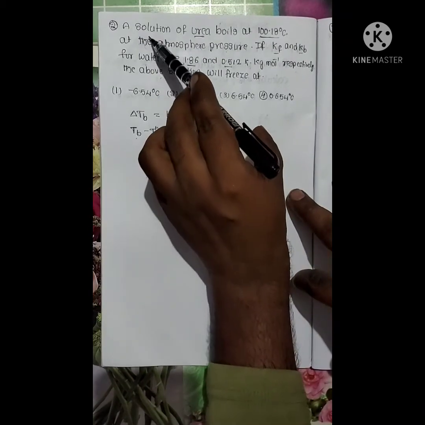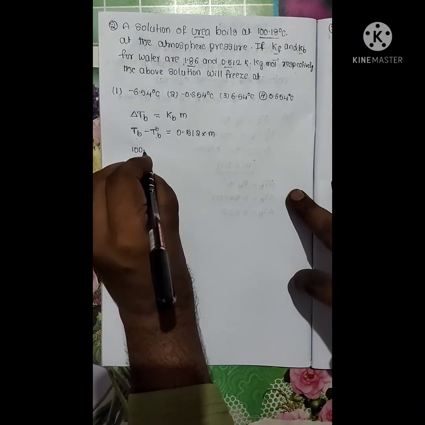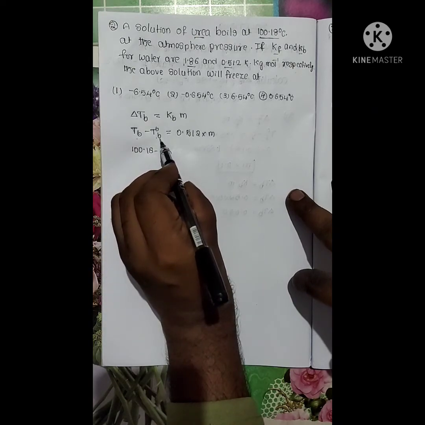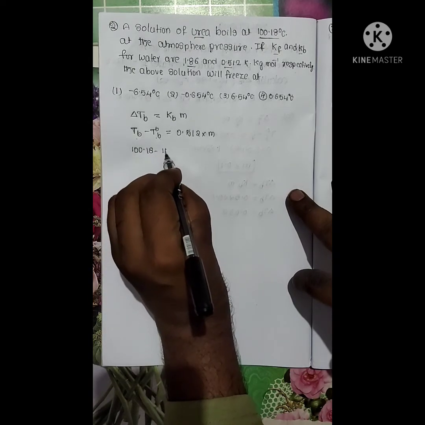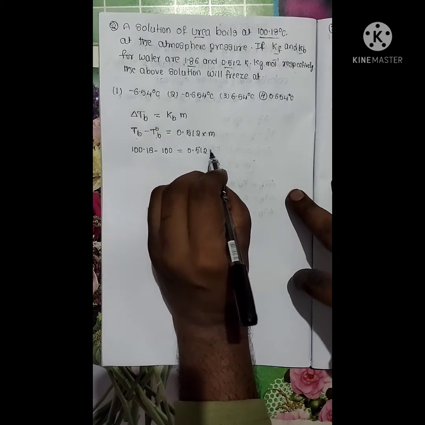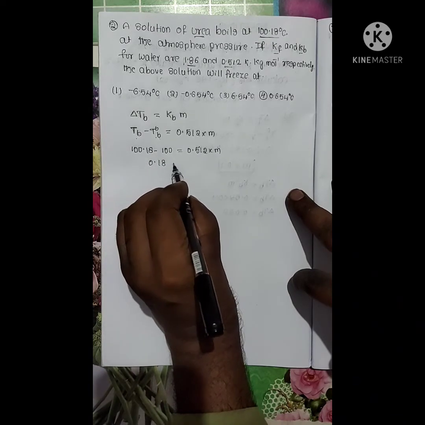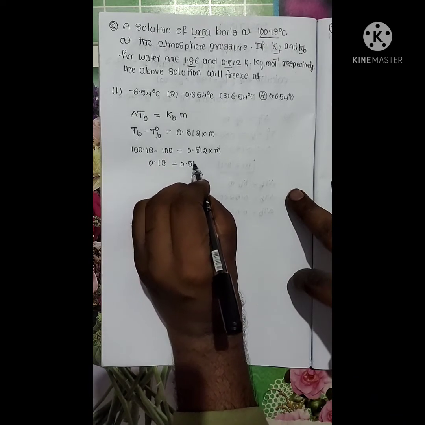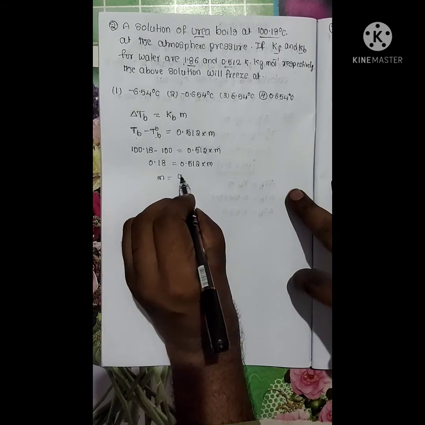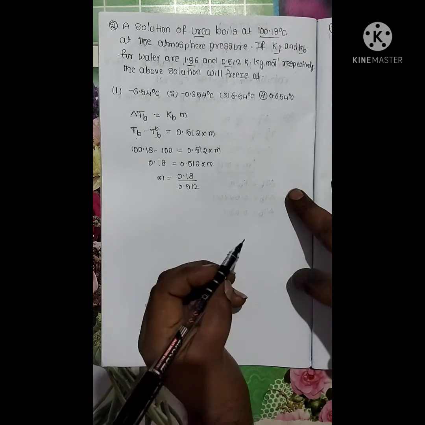TB is the solution boiling point, T0B is the solvent boiling point. The given urea solution boiling point is 100.18, minus T0B, the pure water boiling point 100, equal to 0.512 molality. So 0.18 equals 0.512 molality. Therefore, molality equals 0.18 by 0.512.